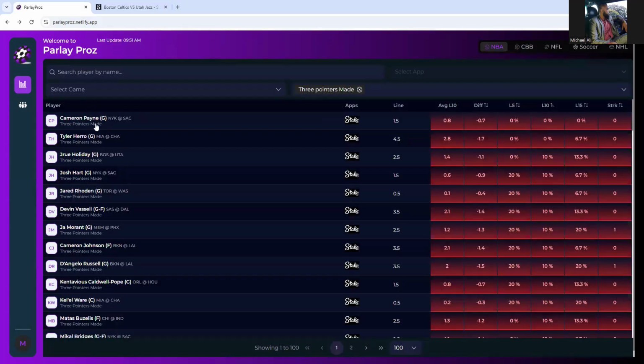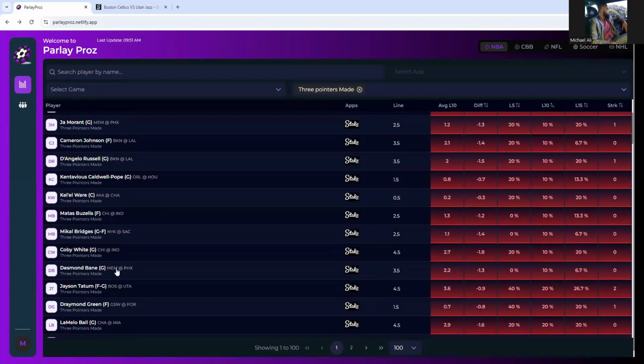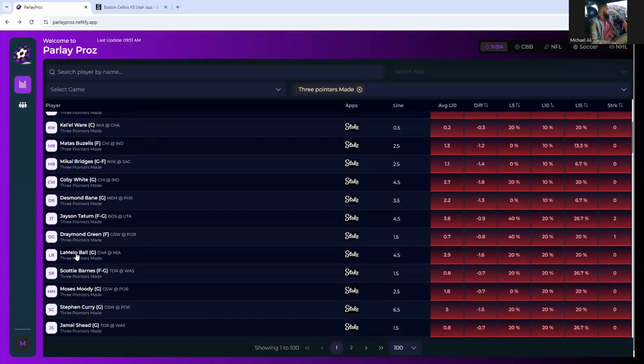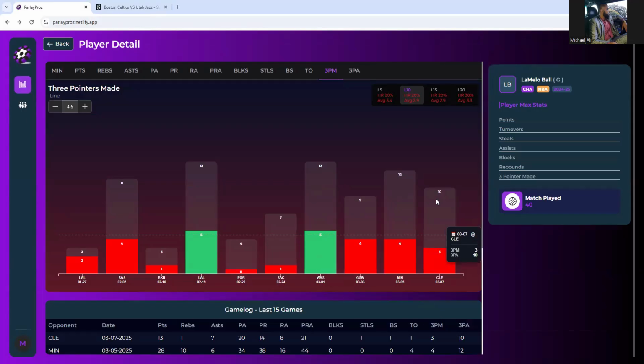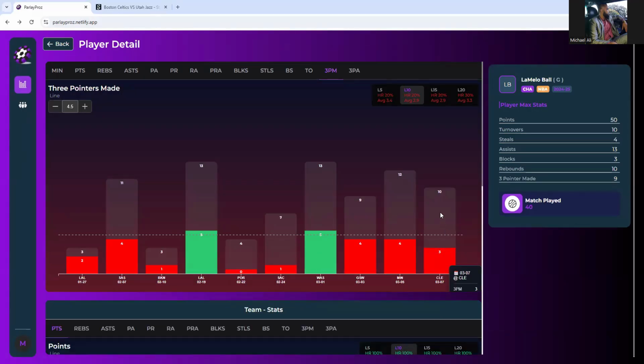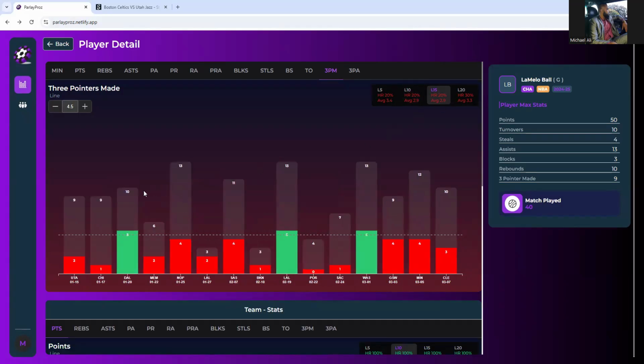Let me look at a specialist. Let me look at Derrick White, Jayson Tatum, all these guys are specialists. LaMelo Ball, let me look at LaMelo Ball. They are specialists in 3-pointers. Look at this, 10 attempts. He made 3 out of 10. 12, 9, 13, 7, 13, 11. Let me go back. 13, 10, 9.